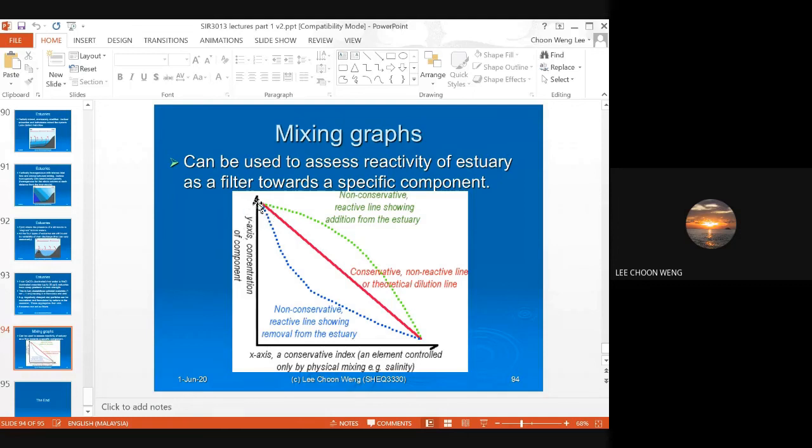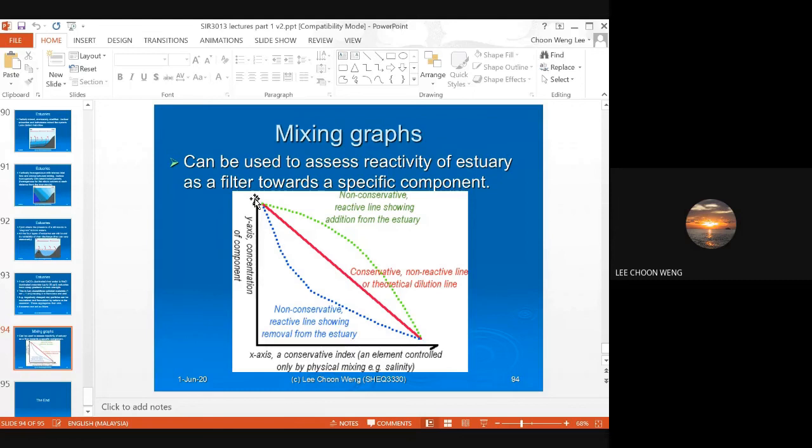If you measure it from upstream all the way to the river mouth and you find a straight line like this, that means there is no reaction with the estuary. It is conservative mixing only. It decreases from the river to the sea mainly due to just physical mixing, similar to salt. So this is the theoretical dilution line.